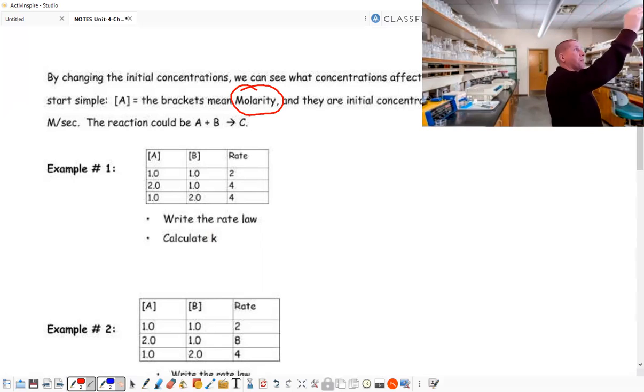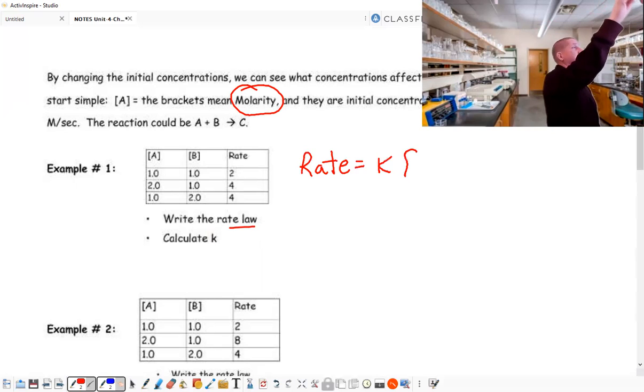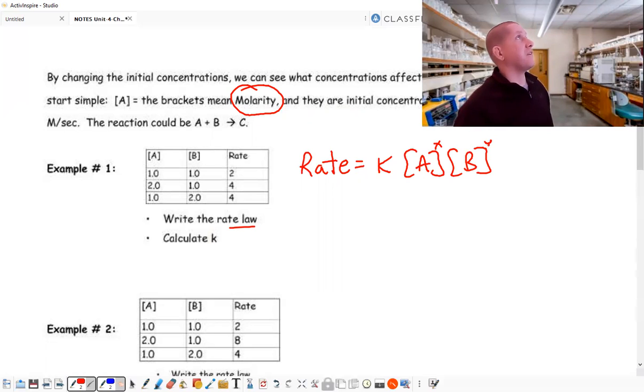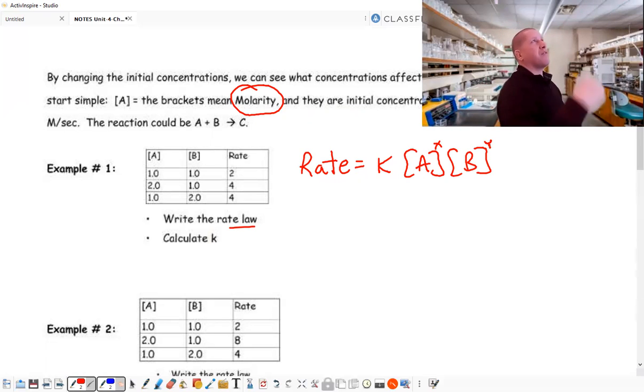All right, so let's start by writing the rate law. So rate equals K. I always do it the same way. I just put both reactants in there. And then you can call them X and Y, or A and B, or smiley face, sad face, whatever it is you want. We're going to solve for them individually anyway, so it doesn't really matter what you call them.